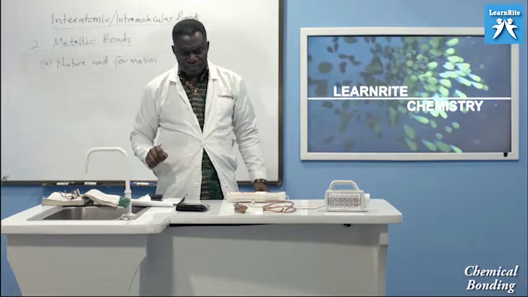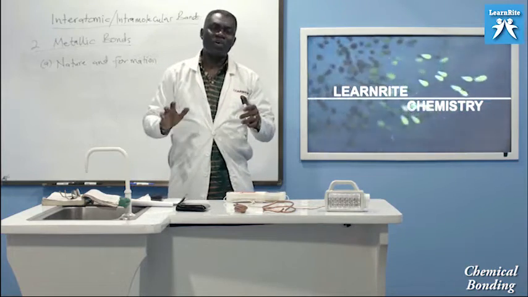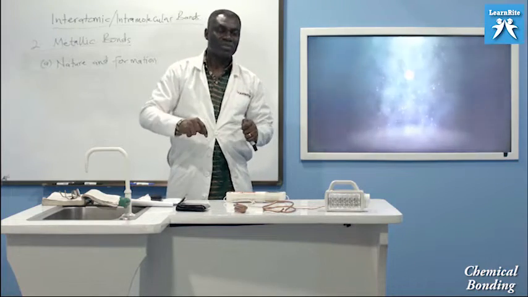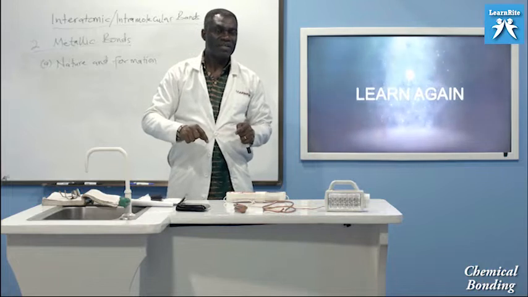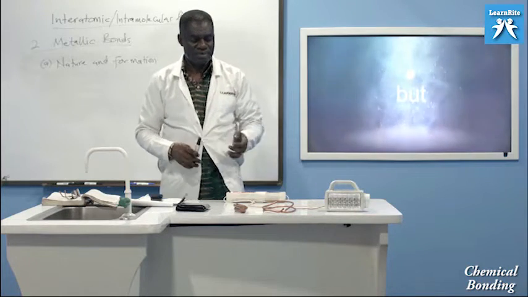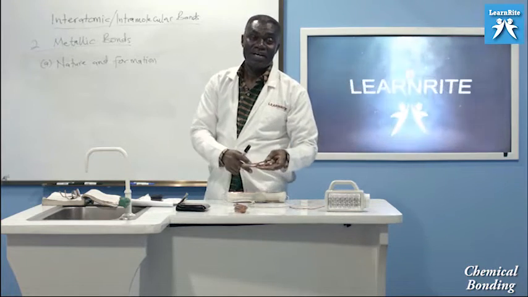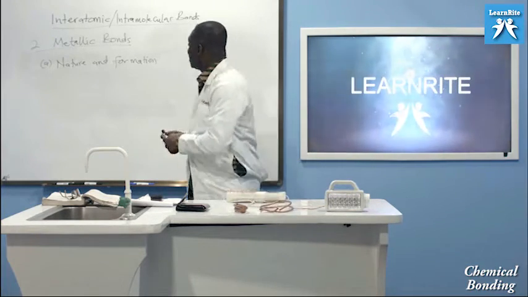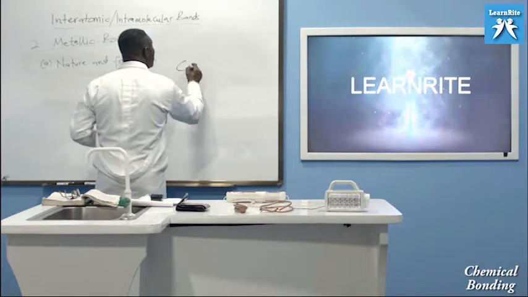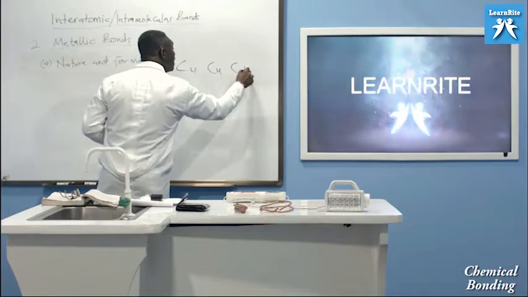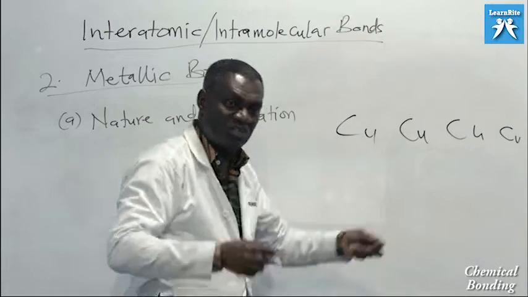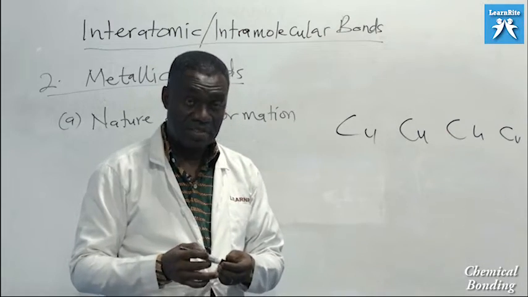And so, what is the type of bond that holds the atoms of a given metal together? Why is this a bit hard? It's all copper, copper, copper, copper. In other words, copper bonded to copper, bonded to copper, bonded to copper. What is holding them together? That is what we seek to know.